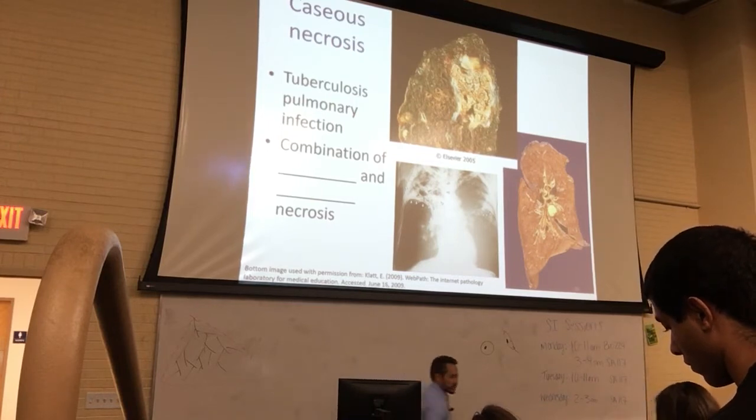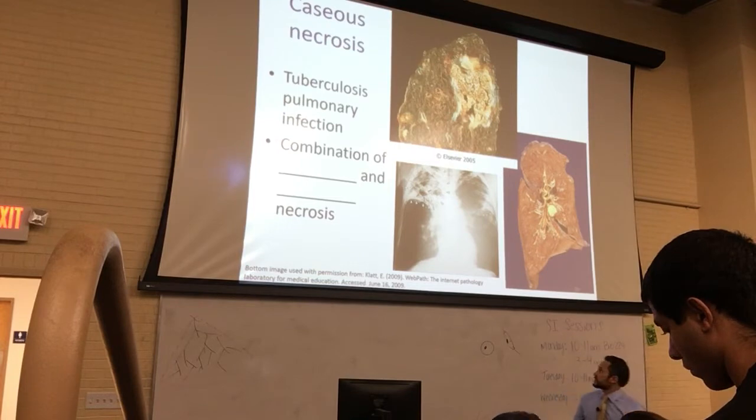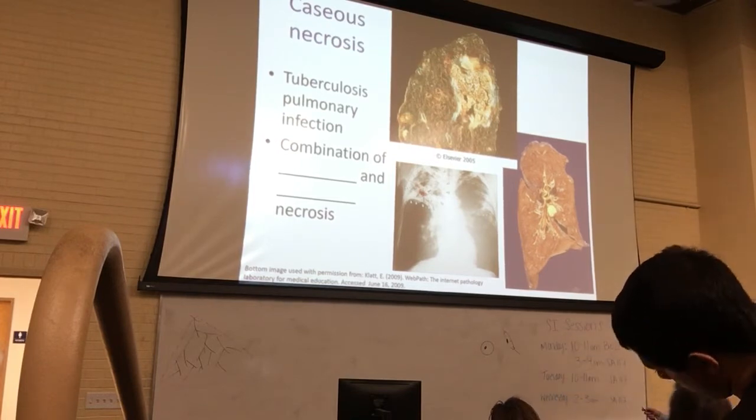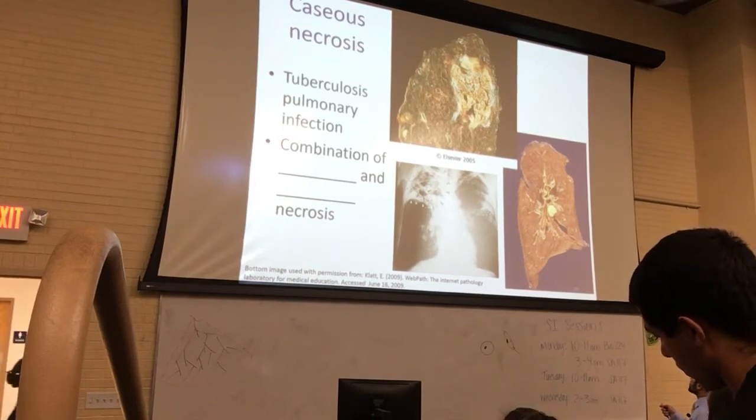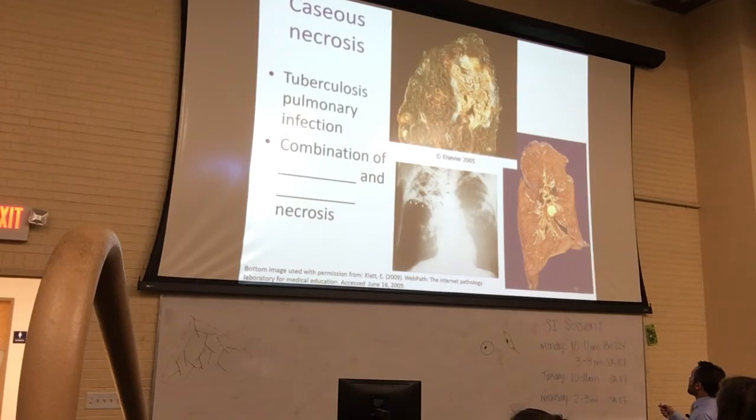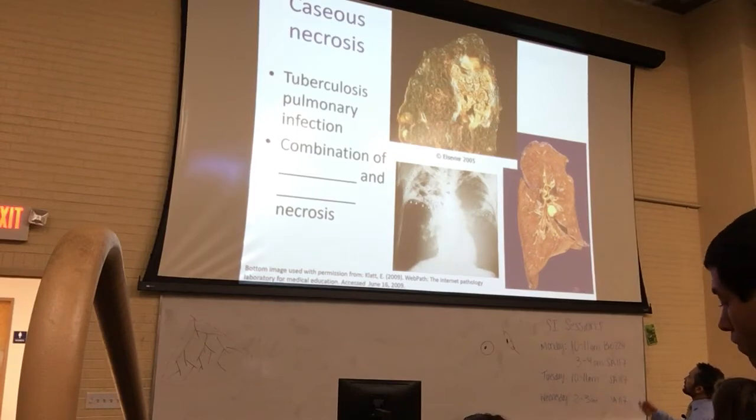So these pictures are showing a tuberculosis infection. You can see the lesion right here on X-ray. You can see a nice infection in a lymphatic nodule in the lung, and then you can kind of appreciate the necrosis itself of the lung in this upper image.